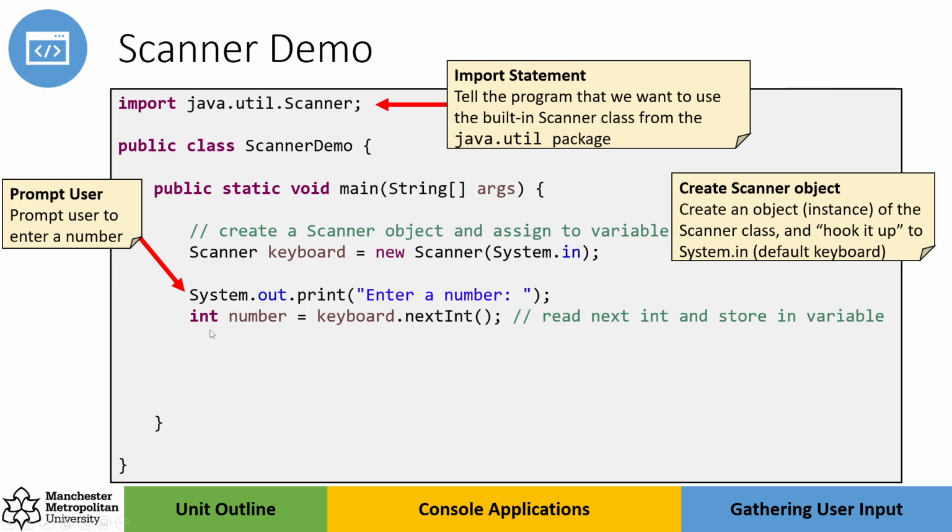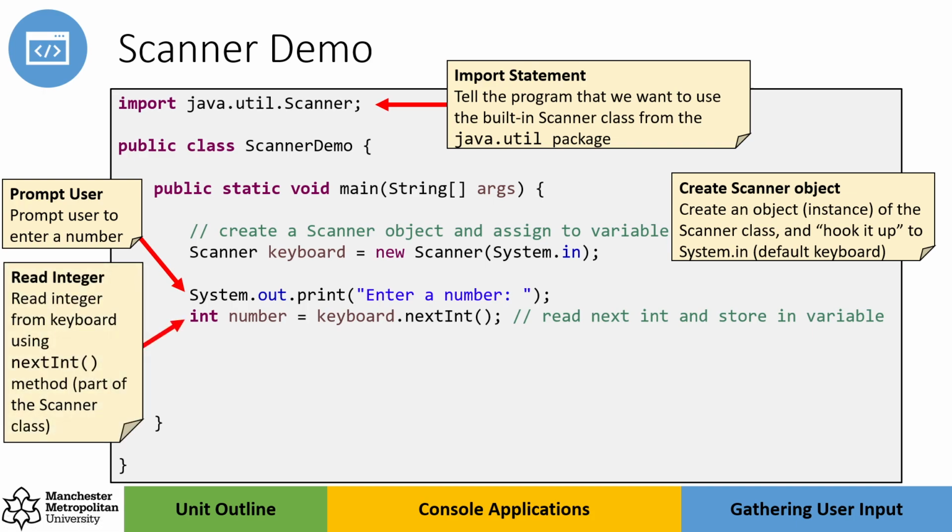And then we've got int number being declared, and it's being set equal to, and then we're using a method which is inside the scanner class called nextInt. What nextInt will do is it will fetch the next integer inside the input stream. So because the input stream keyboard is hooked up to the keyboard, it's essentially going to fetch the next integer entered via the keyboard. So if the user types in 52, that will fetch that number and then store it inside the number variable. So read the integer from the keyboard using the nextInt method, and the nextInt method is part of the scanner class.